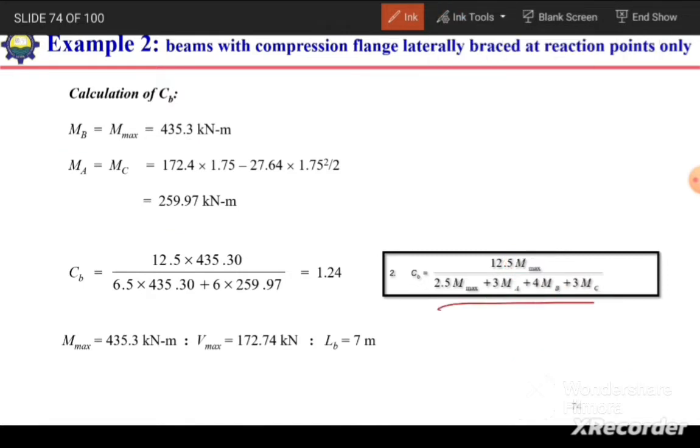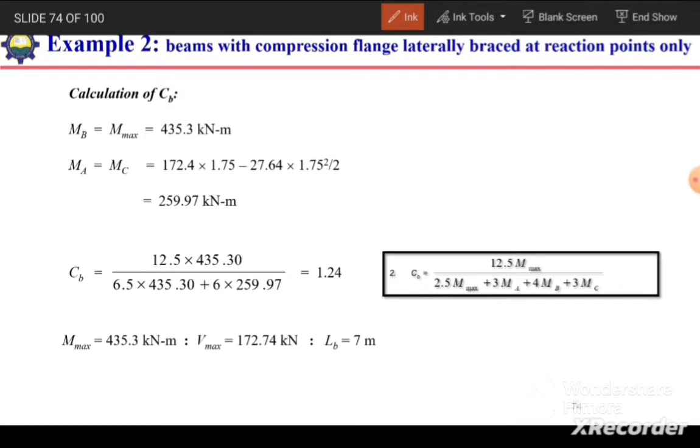So once we have these 4 moment values, we can calculate the CB value by substituting the values in this expression. So it comes out to be 1.24. Here this 6.5 value is actually 2.5 plus 4. And similarly this 6 factor is actually 3 plus 3, because MA and MC are equal. So we can add up these two values. So it will be 6 times 259.97, meaning MA or MC. So the CB is 1.24.